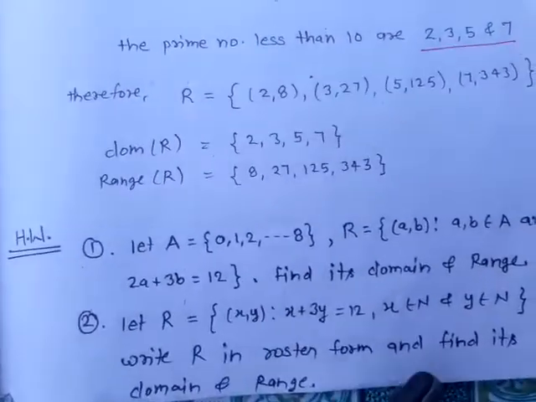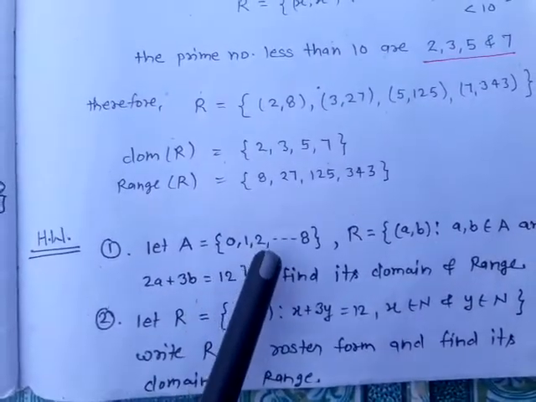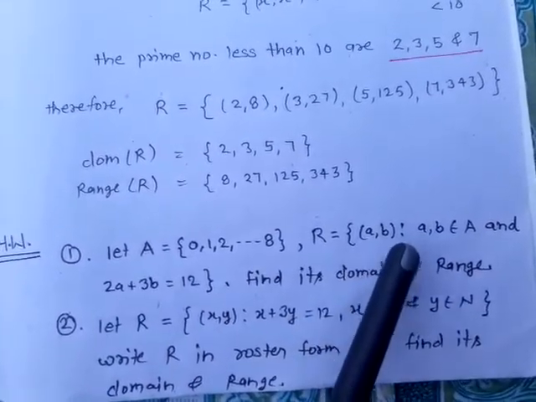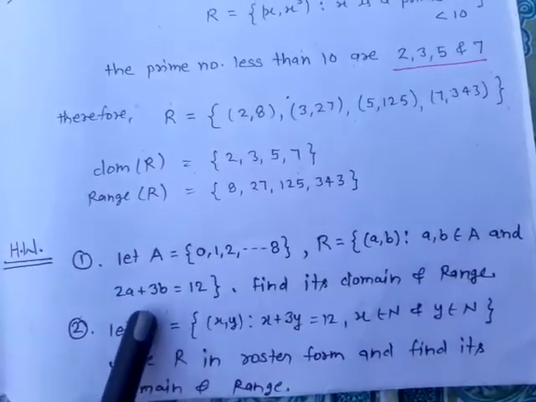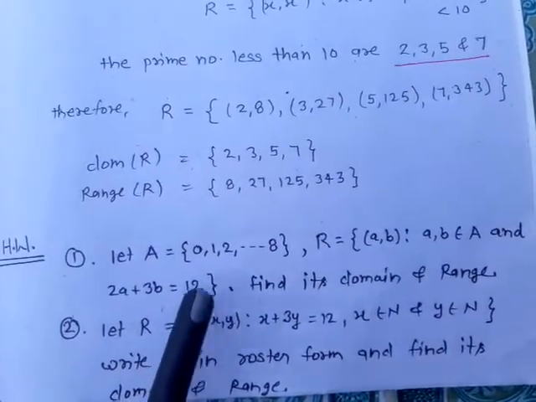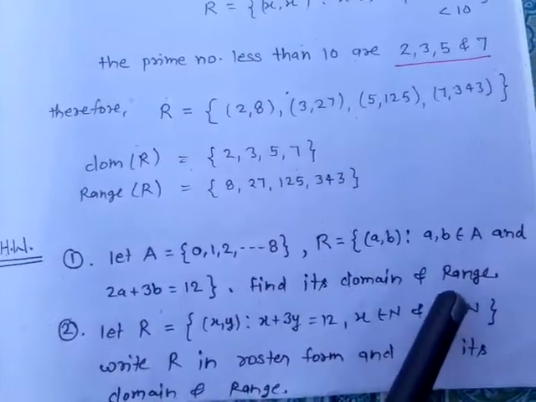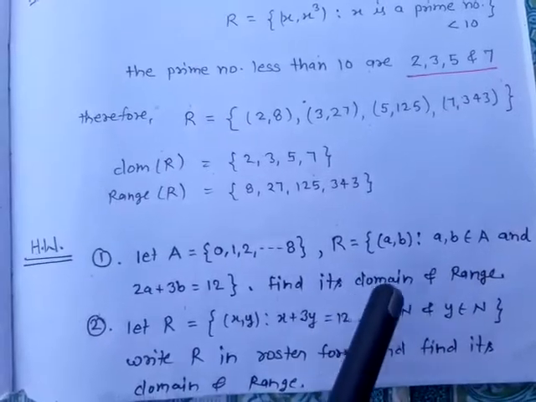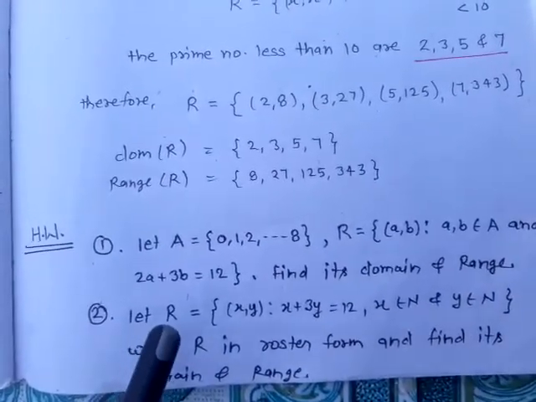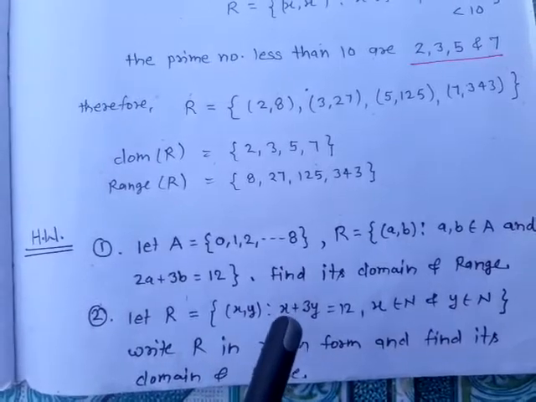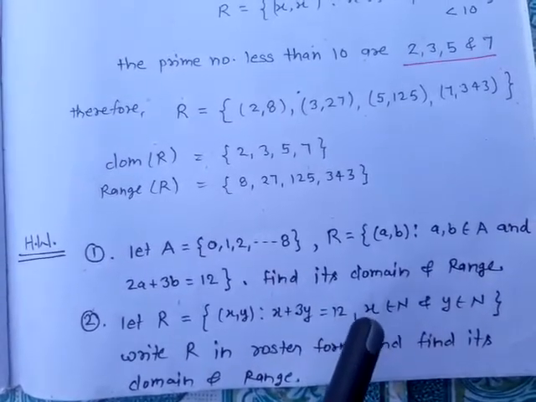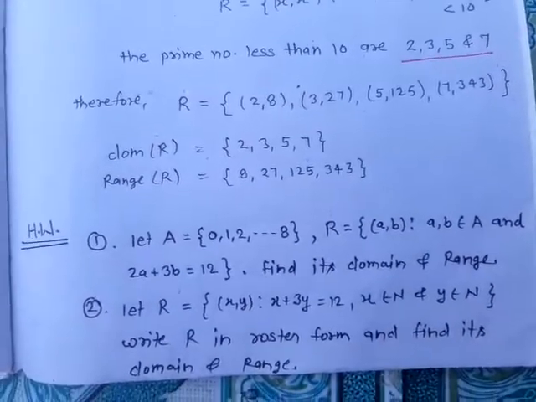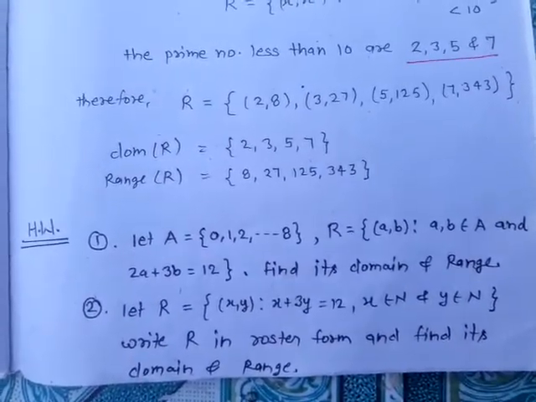Your homework is: let A equal 0, 1, 2, ..., 8 and R equal to the ordered pairs (a,b) such that a, b belong to A and 2a plus 3b is equal to 12. Find its domain and range. First write this R in roster form and then find the domain and range. Second question: let R equal to the ordered pairs (x,y) such that x plus 3y is equal to 12 and x belongs to N and y belongs to N. This is the set of natural numbers. Write R in roster form and find its domain and range.